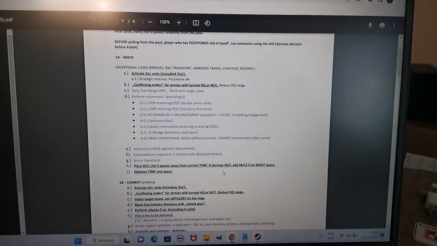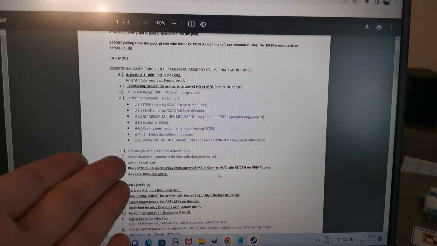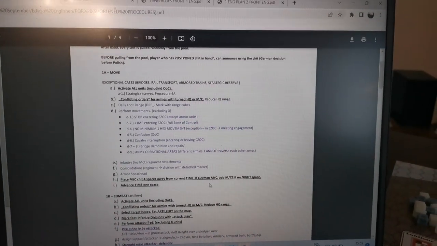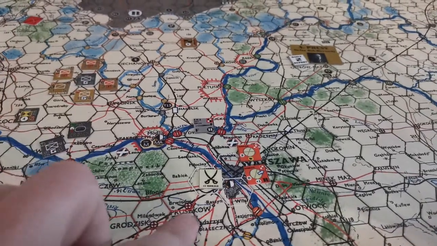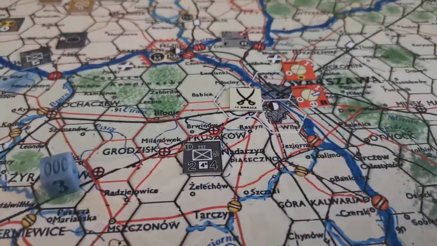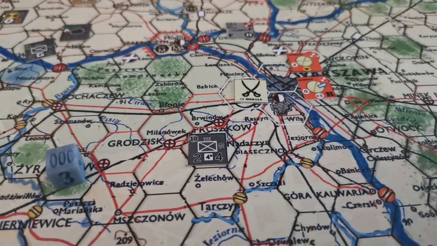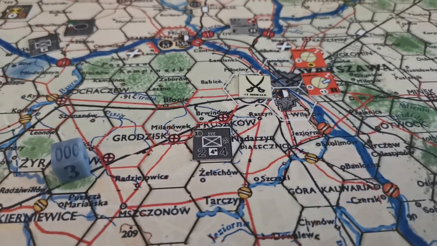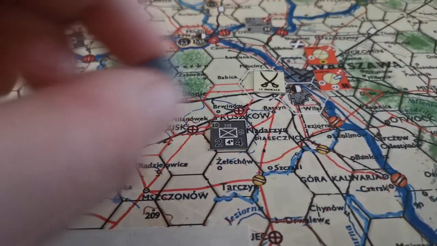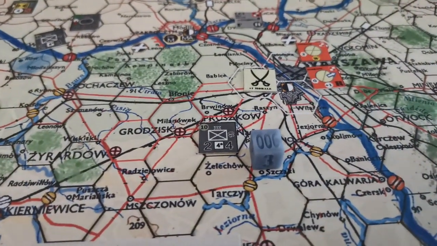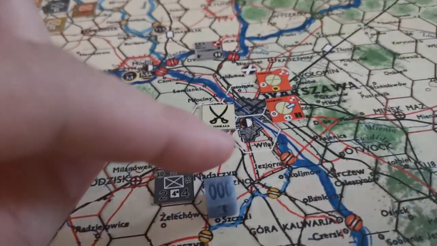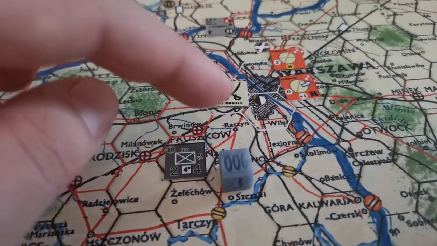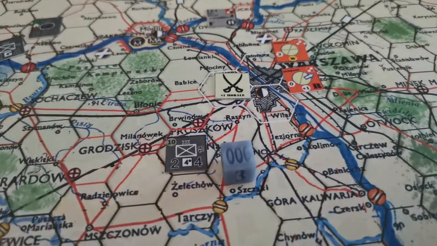Next one is confusion. This is the effect of conflicting orders or being simply out of command. So going back to this unit, which let's say is out of command, if this unit wants to move, this movement will have to be checked to see if the unit is going to move as intended. For example, I want to go to this hex. A die roll has to be performed, and 3 to 4 is going to be the intended hex, 1 to 2 left, 5 to 6 is going to be the right hex.